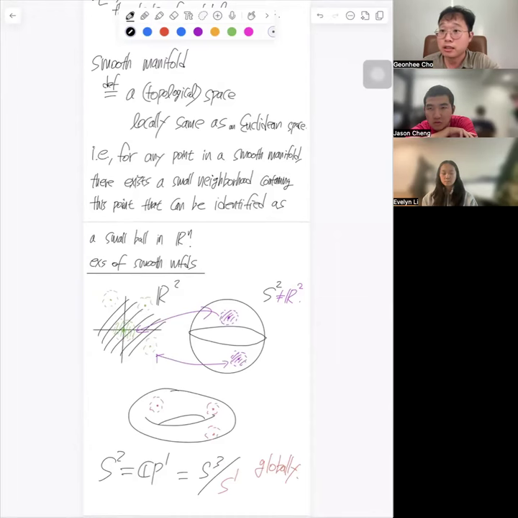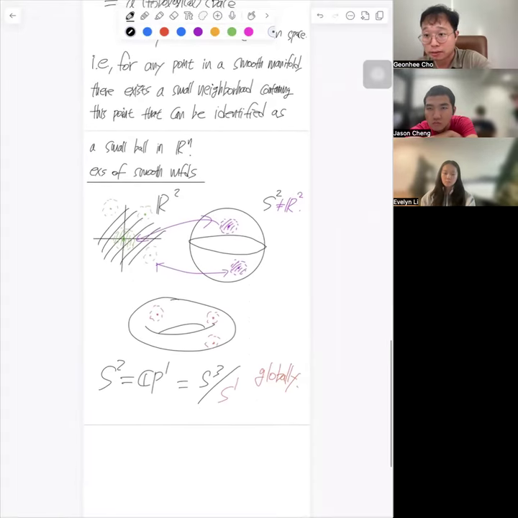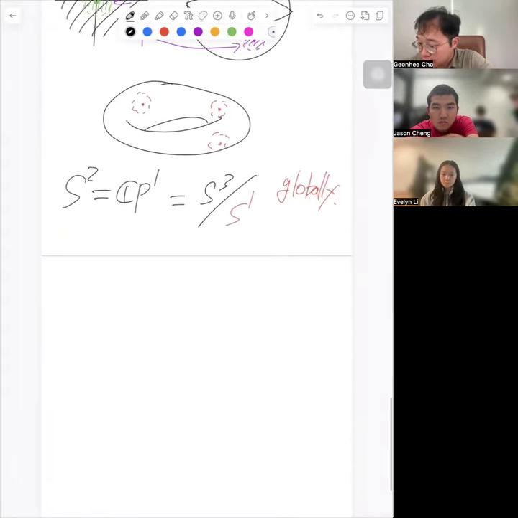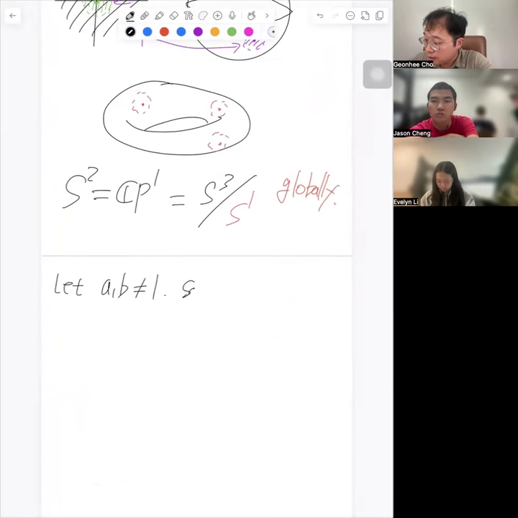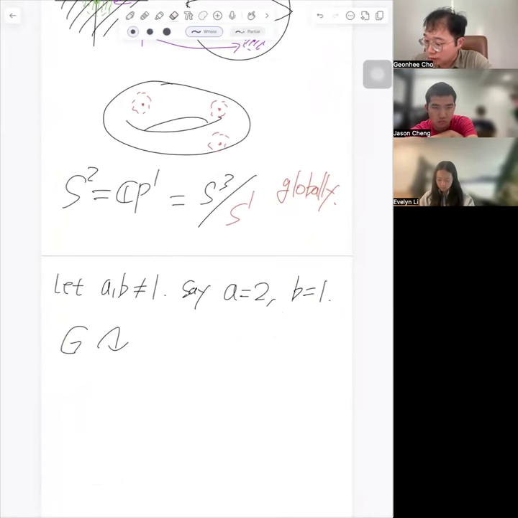But now let me just show you what the differences are if you look at the weighted projective line. So now let A and B not equal 1, for example. Say A equals 2, B equals 1. So now you know it is different, right? So we now change the group action. The group in our context is still just S1, and we act on S3 in C2.